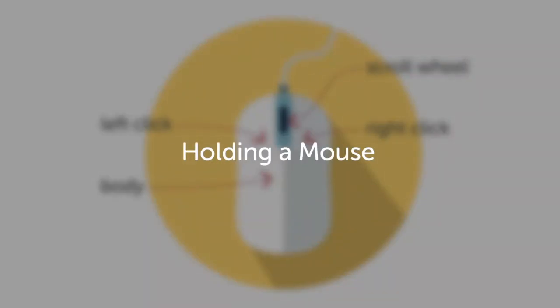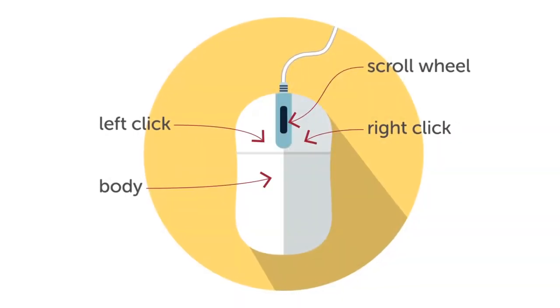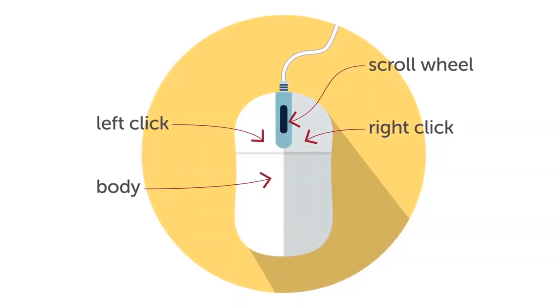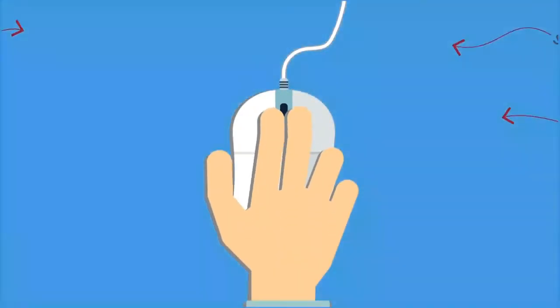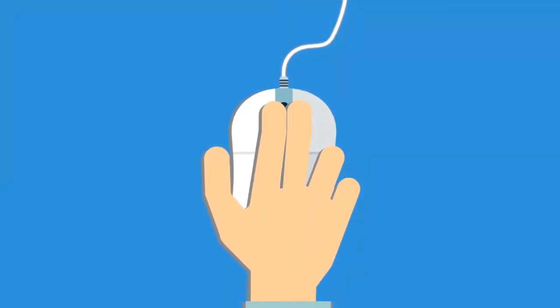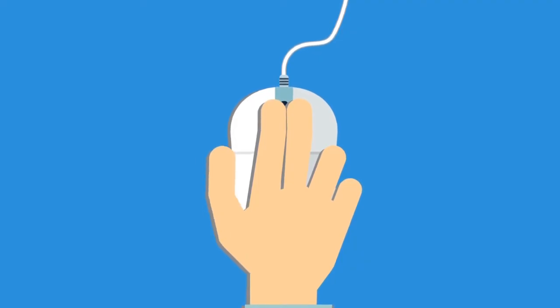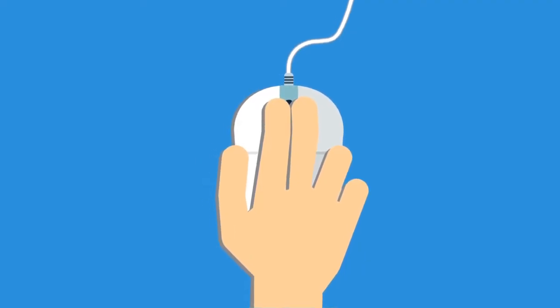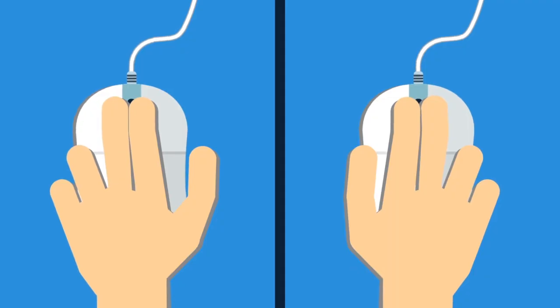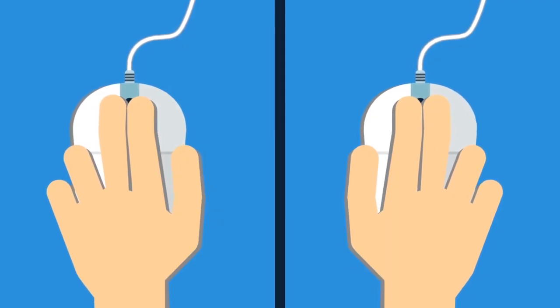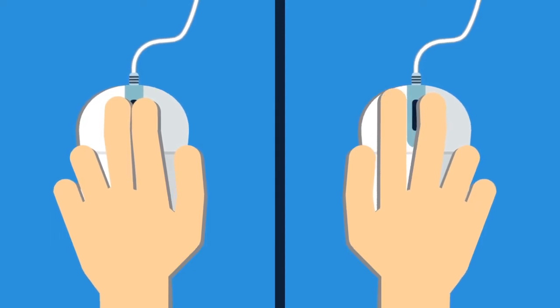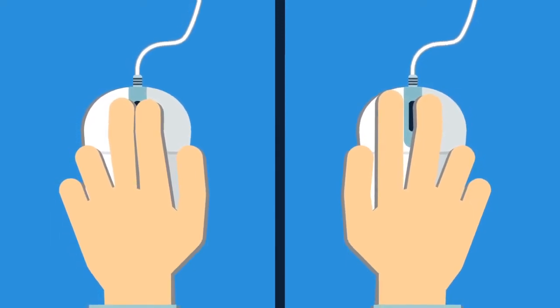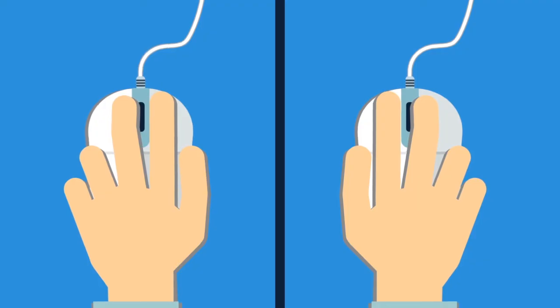Holding a mouse. It's important to learn the proper way to hold a mouse. To get started, follow these steps. 1. Gently rest your palm on the mouse. 2. Place your thumb on the left side of your mouse. If you are left-handed, place your thumb on the right side of your mouse. 3. Place your index finger on the left button. If you are left-handed, place your index finger on the right button.